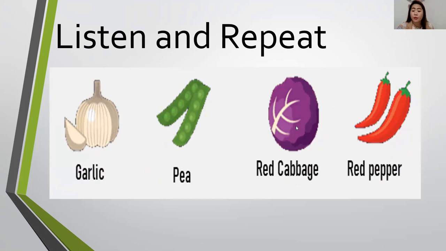No, it's a purple cabbage. Red pepper or chili. Okay, red pepper. Garlic, pea, red cabbage, and red pepper. Okay, cabbage is purple, not this one, this one is color purple. Don't be confused, okay? But teacher will change the red, not red, purple. Okay. Okay, so your turn.